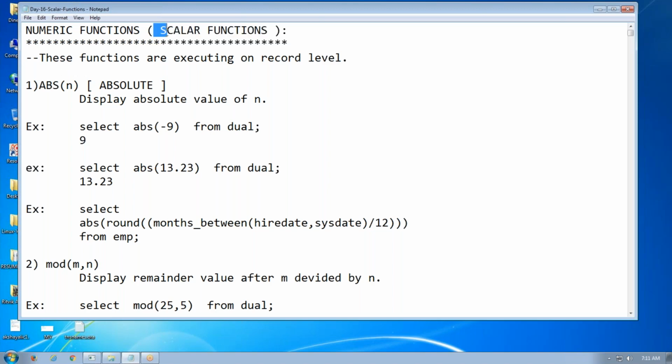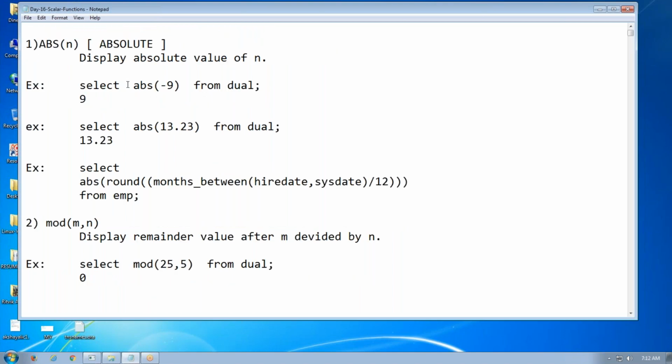That's why scalar functions execute at record level. Why record level? If 100 records are there, then 100 output values are generated. That's why scalar functions are also known as record level functions. Now, the first function, it's a very simple function.